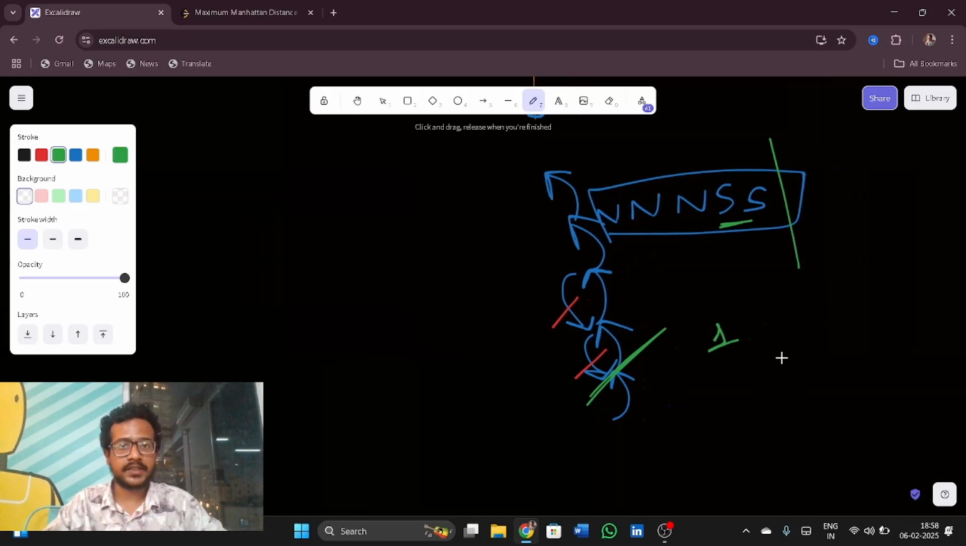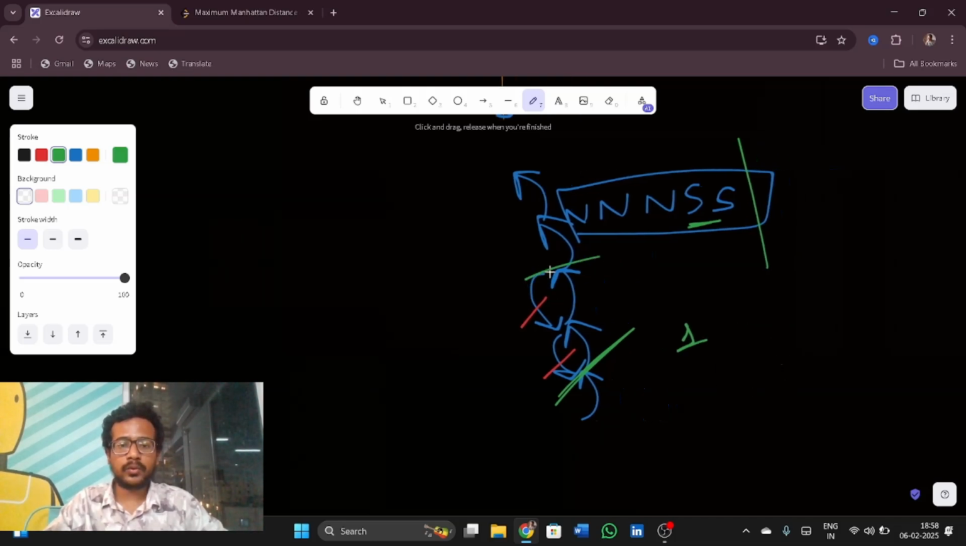After that, as I said, for two changes, for every change 2 should be added. So 2 into 2 is 4. 4 plus 1 will give me 5. This is how you get the distance.